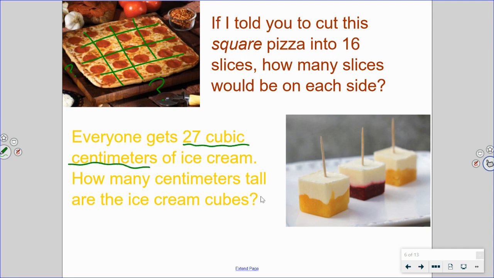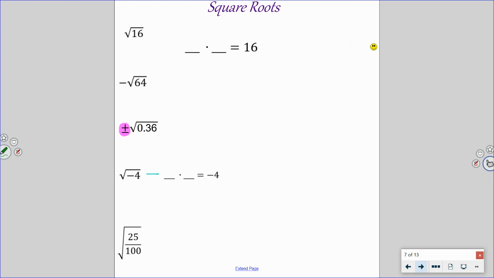What if you got these fancy little cubic ice cream treats? And you know, if you got a certain amount and you want 27 cubic centimeters, how long should it be for its length and its width and its height if that's a perfect cube? That, folks, is what we mean by square or second roots and cube or third roots, to find out how much would be on each length of the square or the cube. So let's get into things, shall we?